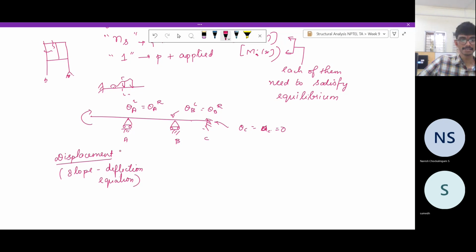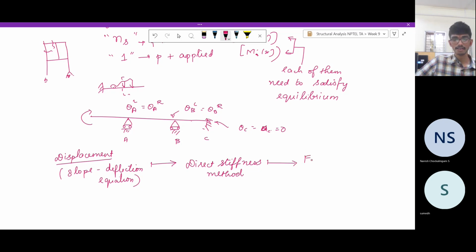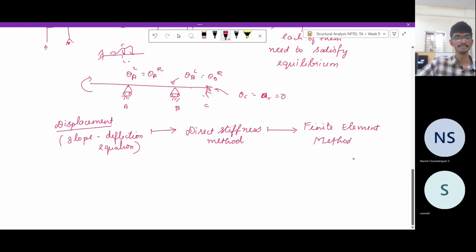Displacement methods of analysis started with the slope deflection equation. Then they developed into the direct stiffness method for structures. This further got developed into the finite element method, which is a very powerful tool, widely used in the industry and in research for various nonlinear and linear static and dynamic analysis.